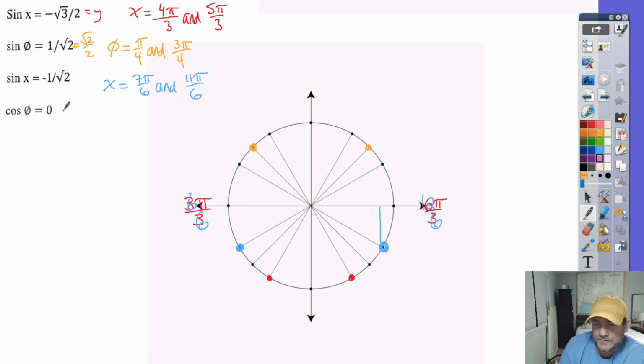Finally, when does cosine equal 0? Well, cosine is an x value, and x is 0 in these two positions on the y-axis. So that's pi over 2 and 3 pi over 2.